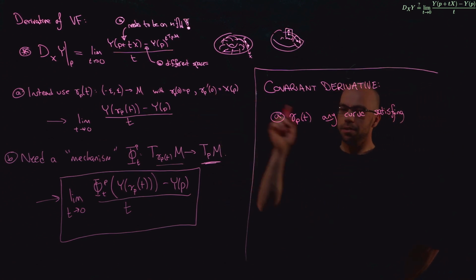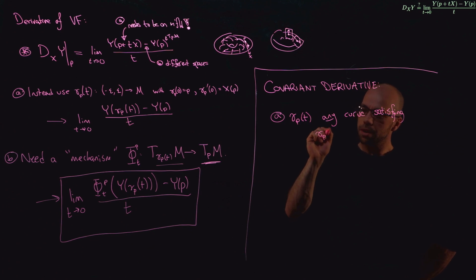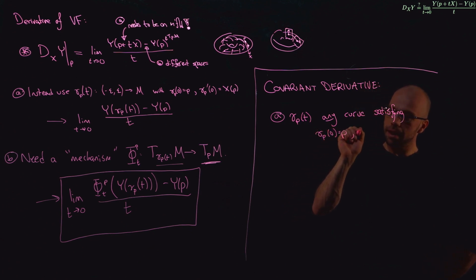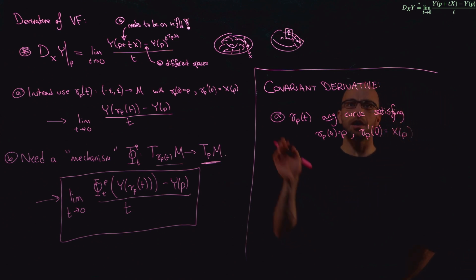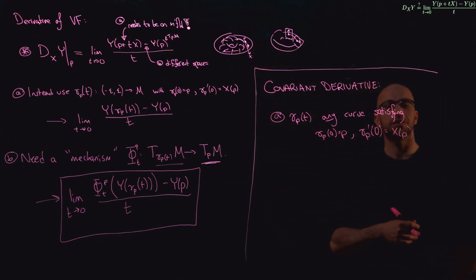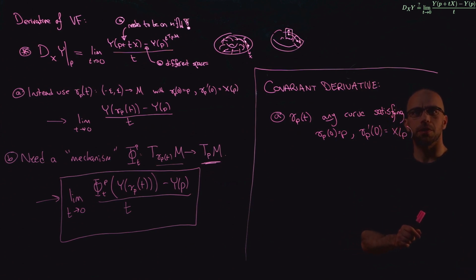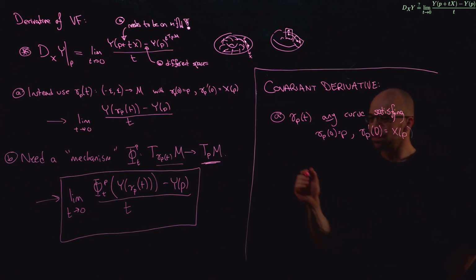Satisfying these two things, right? That gamma p of 0 is equal to p, and gamma p prime of 0 is equal to x of p. So in other words, we can choose an arbitrary curve so long as its initial tangent vector agrees with the vector field direction in which we're trying to differentiate. This is actually true for the Lie derivative too, but you might as well use the diffeomorphism you get by flowing along x in the Lie derivative just for consistency and simplicity.